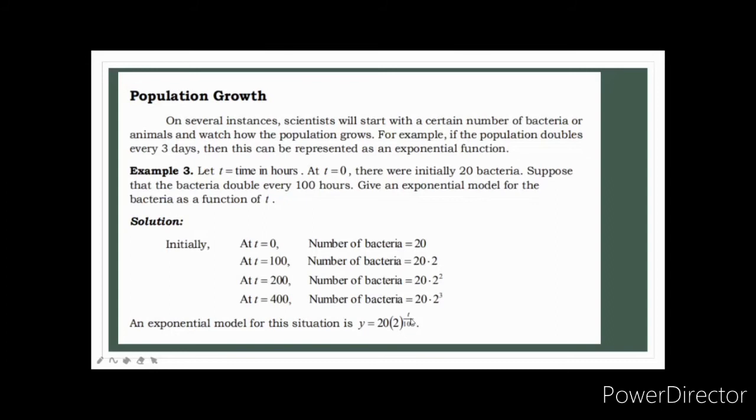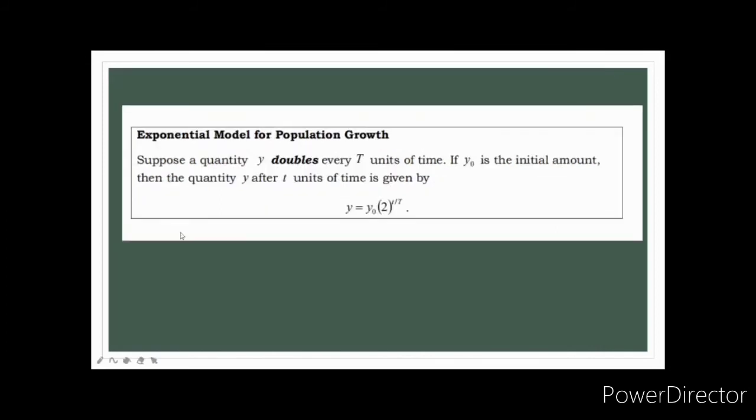Exponential model for population growth. Suppose a quantity y doubles every T units of time. If y sub 0 is the initial amount, then the quantity y after t units of time is given by y equals y sub 0 times 2 raised to small letter t all over the capital T.